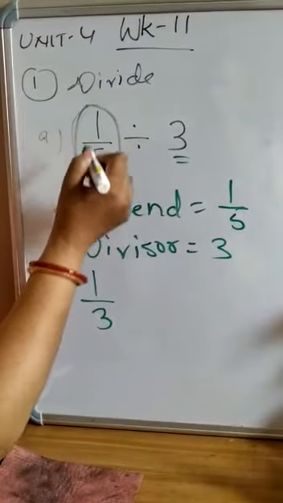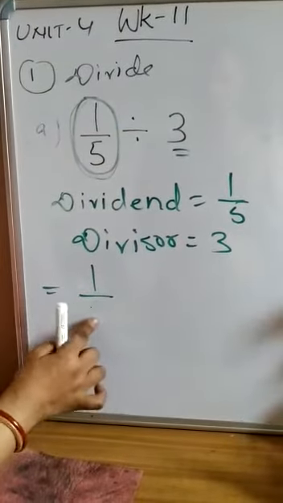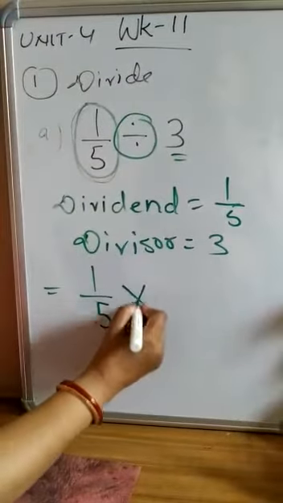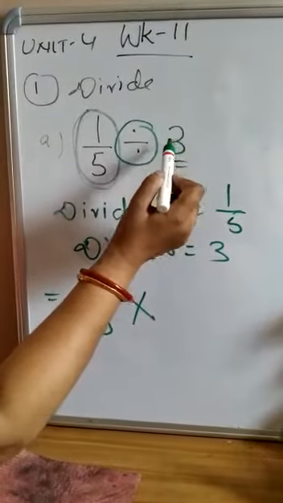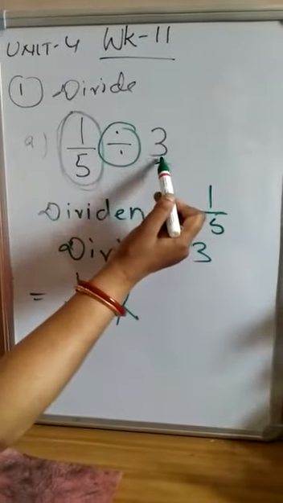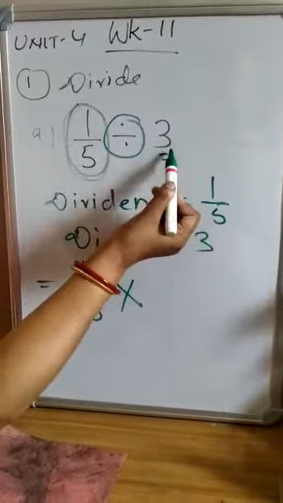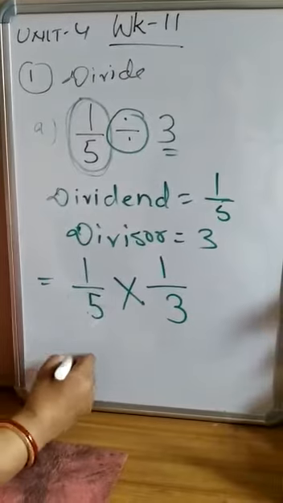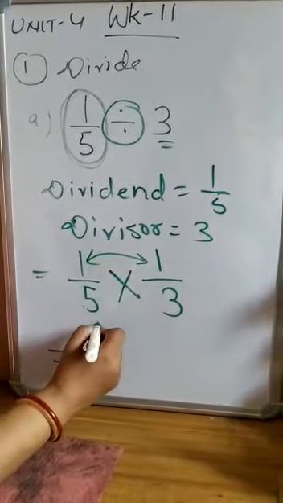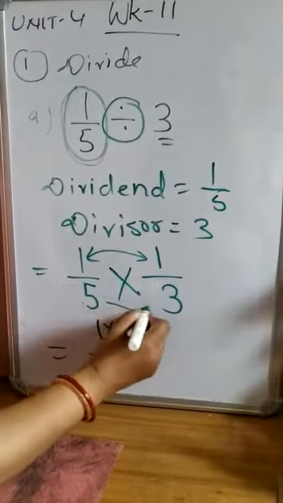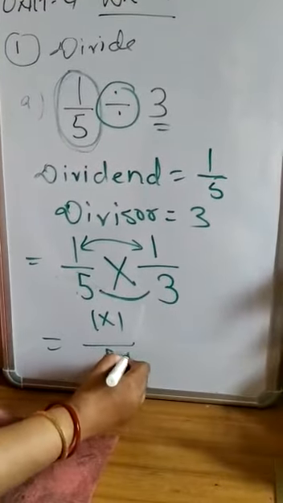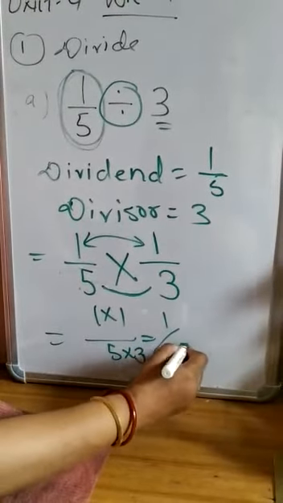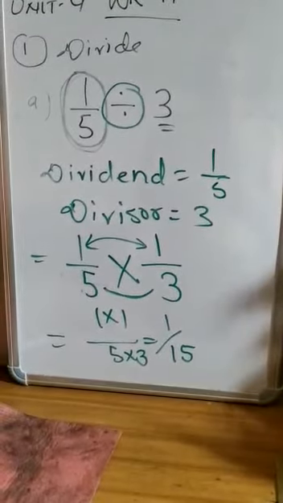So here firstly I will write down this 1 by 5. Now I will change this division sign with the multiplication sign. And now what is the reciprocal of the divisor? Now I have to write down the reciprocal of the divisor. Here the divisor is 3. So the reciprocal of the divisor is 1 by 3. Correct? Now I will multiply this 1 with 1, so 1 times 1, and this 5 with 3, 5 into 3. So the answer is 1 by 15. Okay children? Now let us take another example.